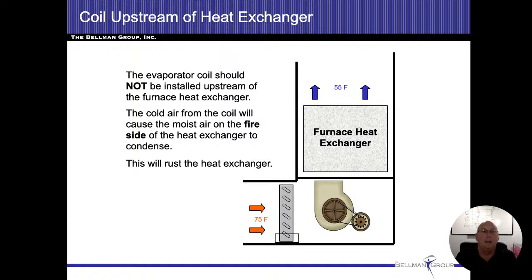All right. Watch for the coil. If somebody does install this upstream of the heat exchanger, now we're going to be adding moisture and humidity onto the heat exchanger. That is going to be creating a problem. We just can't do it. All right. So again, it's filter, fan, heat exchanger, air conditioning coil. In this diagram, we're showing air conditioning coil, then the blower fan and the heat exchanger, and that just would be wrong.